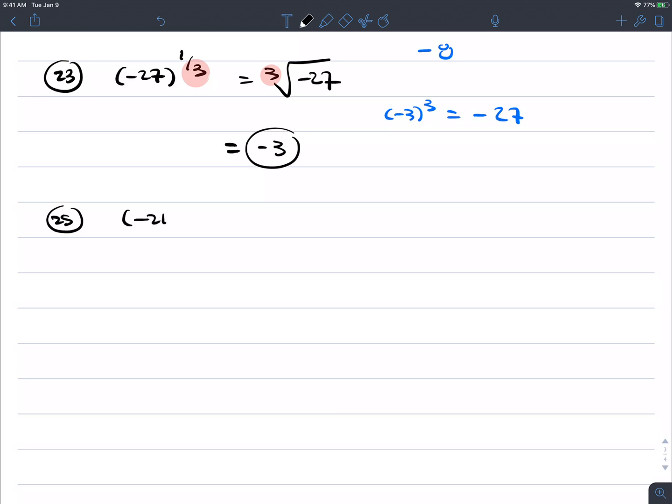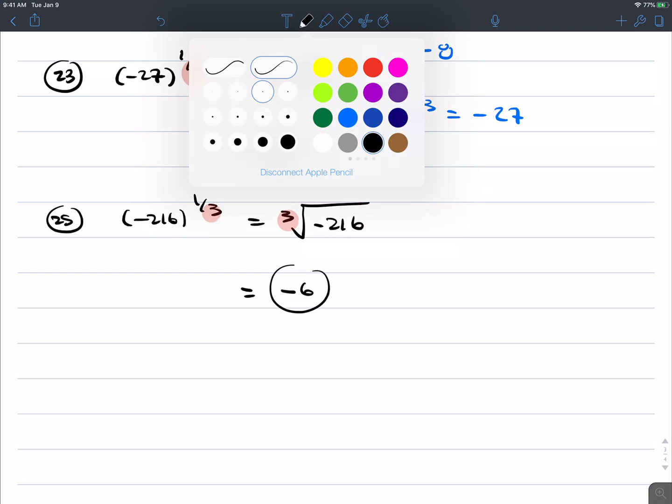25. Negative 216 to the 1/3 power. So that's going to be the cube root of negative 216, because I have a 3 down here. That's my index. It's a cube root. And what is the cube root of negative 216? Is it positive or is it negative? Is it a negative 6? Well, we don't sound too confident. So what should we do? We should check this. Is that right?